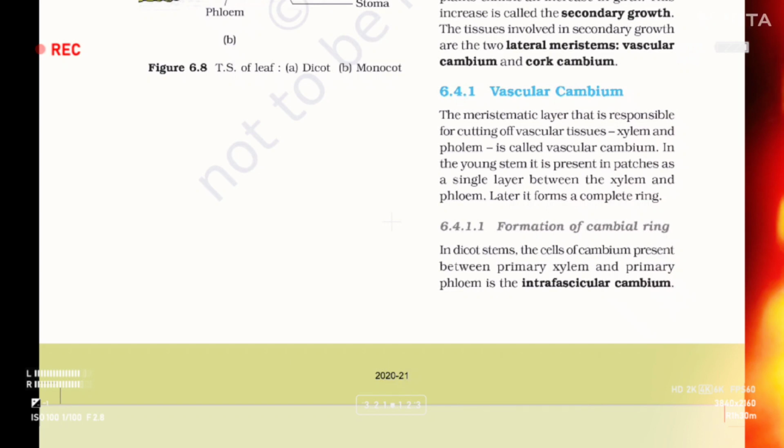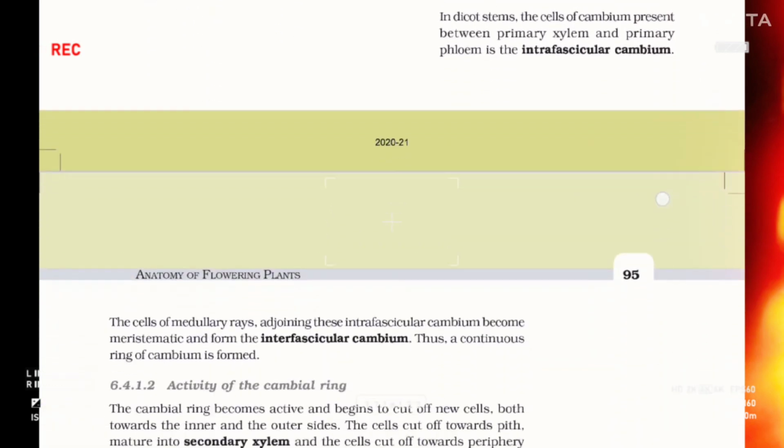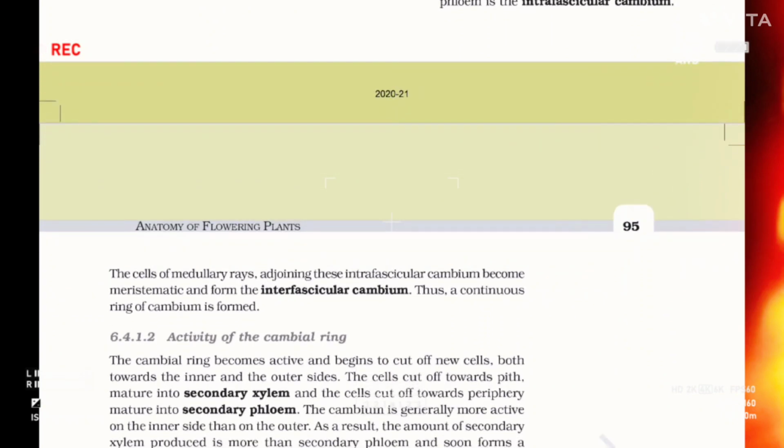6.4.1.1 Formation of cambial ring. In dicot stem, the cells of cambium present between primary xylem and primary phloem form the intrafascicular cambium. The cells of medullary ray adjoining this intrafascicular cambium become meristematic and form the interfascicular cambium. Thus, a continuous ring of cambium is formed.